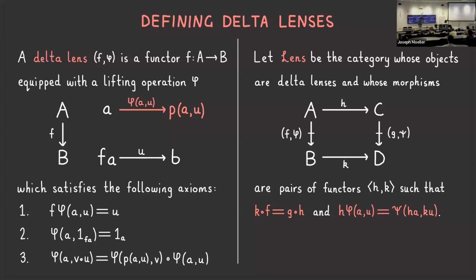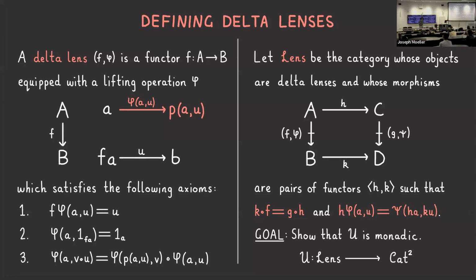And so what these will be is, if we have a pair of lenses, f, phi from A to B and g, psi from C to D, a morphism is just going to be a pair of functors which make the underlying square of functors commute and which preserve the lifting operation in a sensible way. Okay, so if we lift via phi and push that across via h, it's the same as pushing a morphism along by k and then lifting by psi.